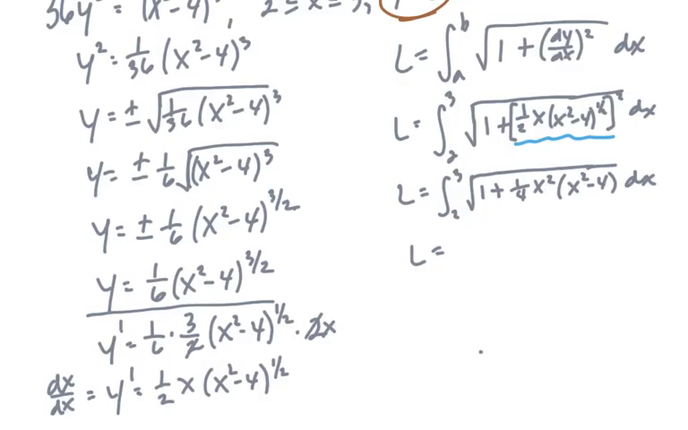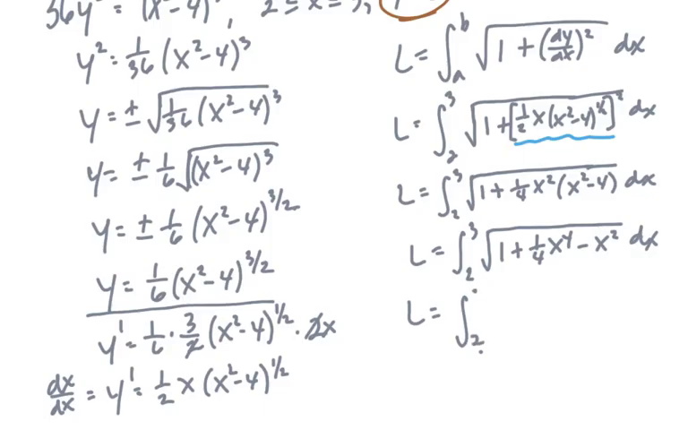So L equals the integration from 2 to 3, the square root of 1 plus 1/4 x to the 4th minus 1/4 of 4 is 1, so we have x squared dx. Now this would be nice if it simplified nicely, so let's try it. We have 1/4 x to the 4th minus x squared plus 1 dx.